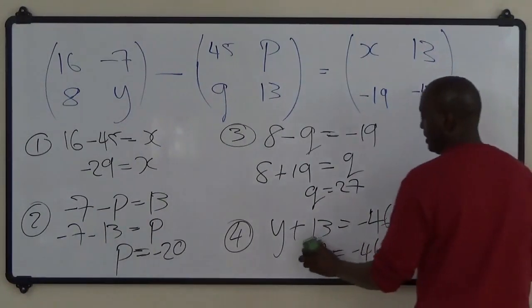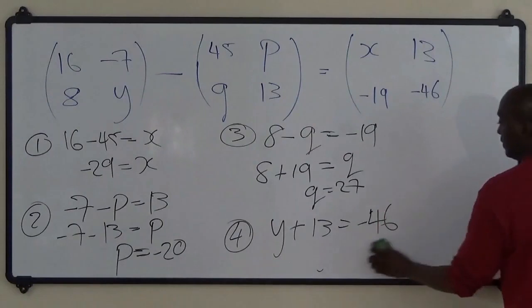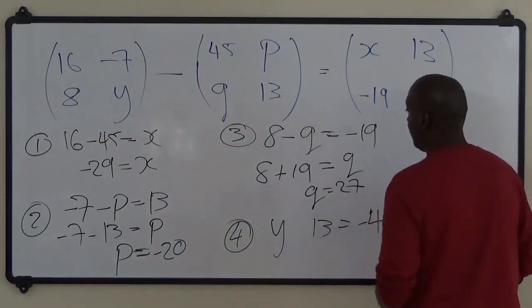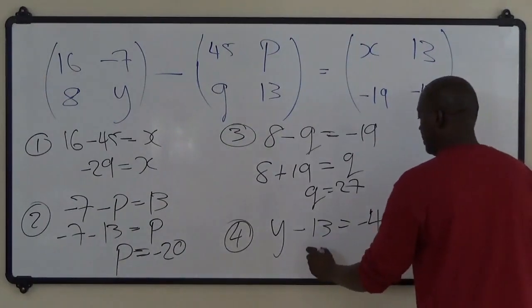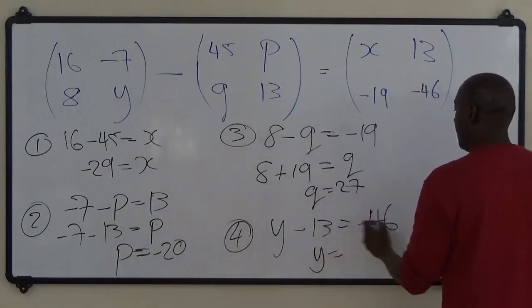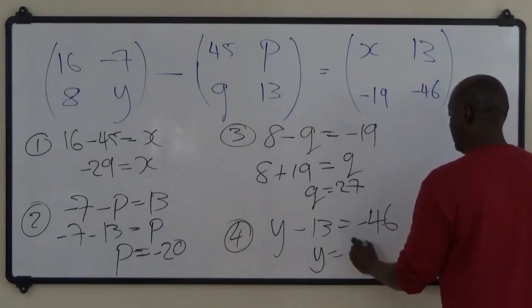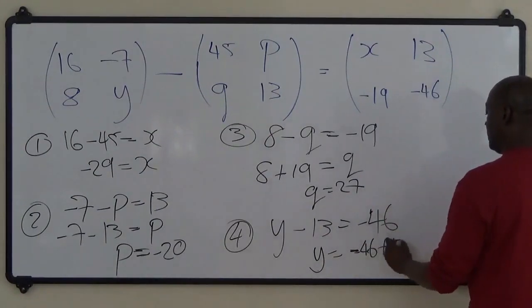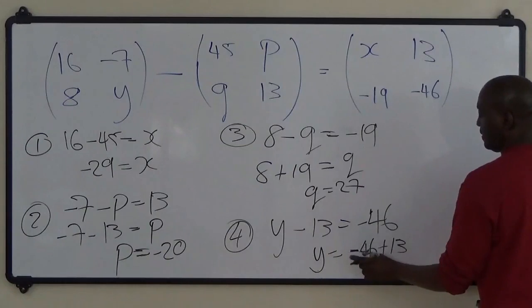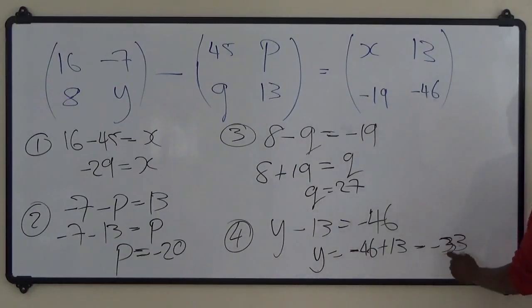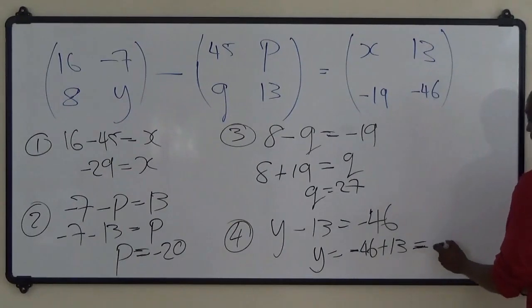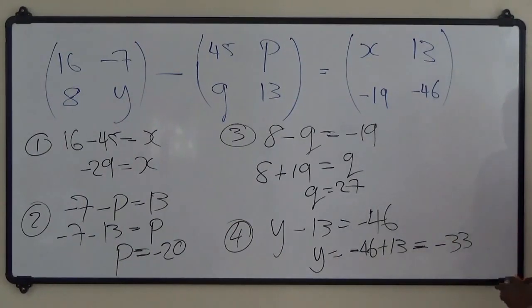And likewise, in equation 4, y minus 13 is equal to minus 46. So y will just be minus 46 plus 13, which would be minus 33. Cool? So y is equal to minus 33. Nice.